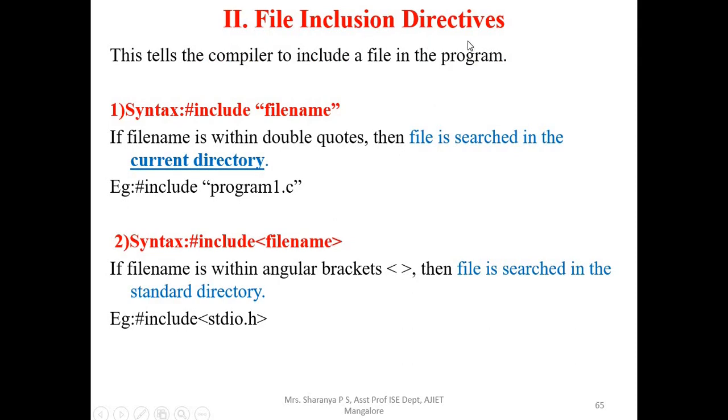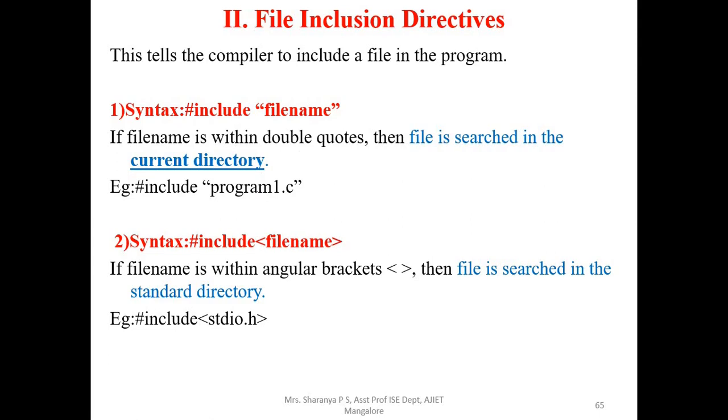Next, the macro directives. Here there are two types. One is using hash include file name. This tells the compiler to include the file in the program. These are what we have used from day one when we began writing programs. With this file inclusion directive, we are implicitly adding the file which contains all those predefined functions.